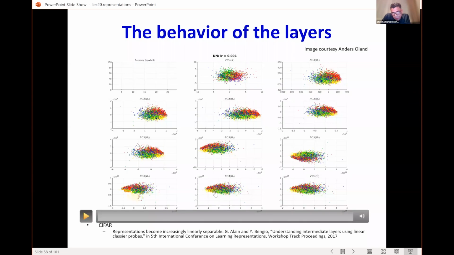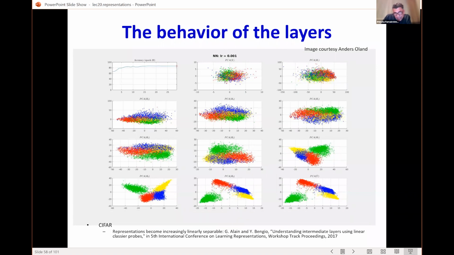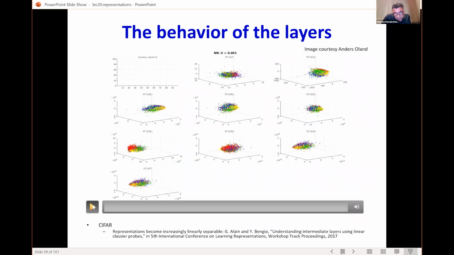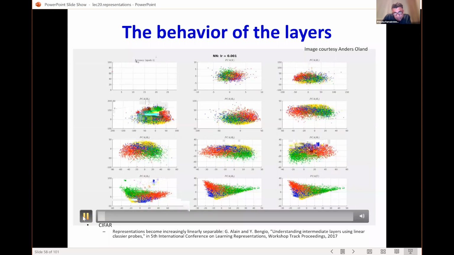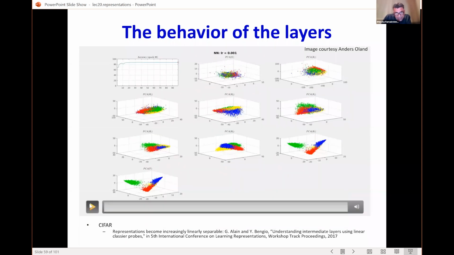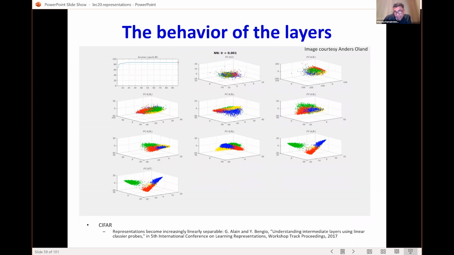In fact, by the time you got to this layer, which is not even the final layer, it's three layers before the final layer, they are already linearly separable. All the last two layers do is to sort of increase the separation between the classes. But basically, as you go through the network, the classes become increasingly linearly separable. You can see the same thing in three dimensions, and you can see that the same thing happens again, right? As you go through the layers, the classes become increasingly linearly separable. And so by the time you get to the final layer, the classes are separable, and so you're able to learn a very nice linear classifier.